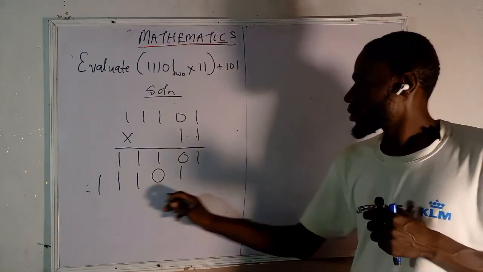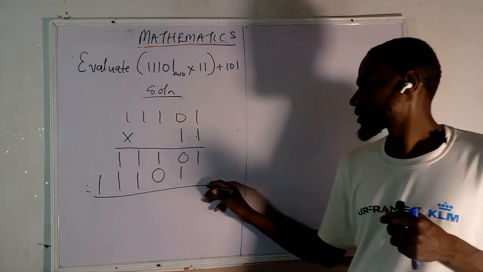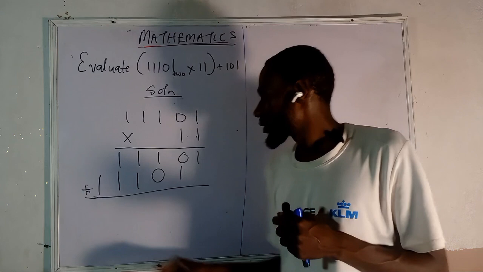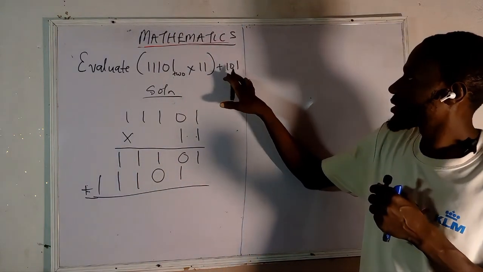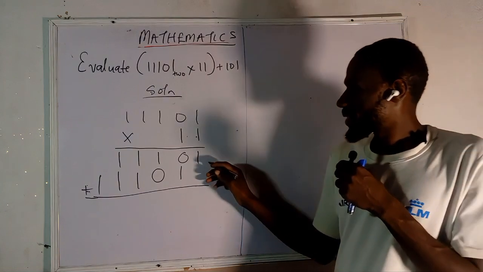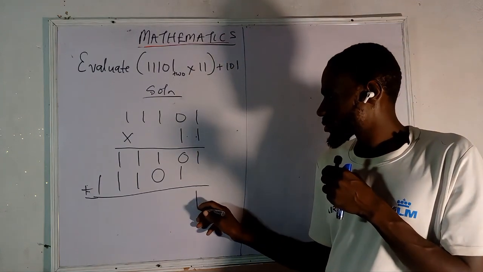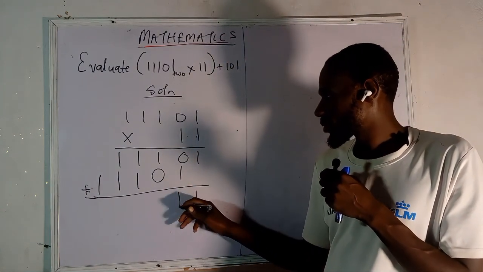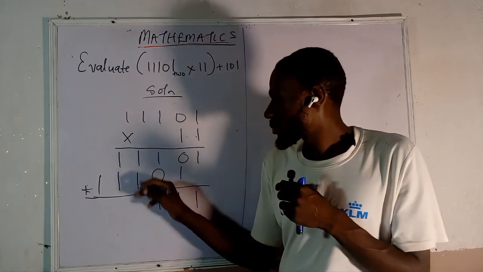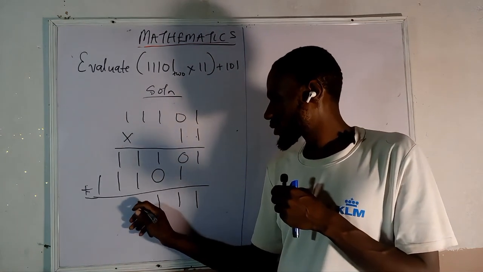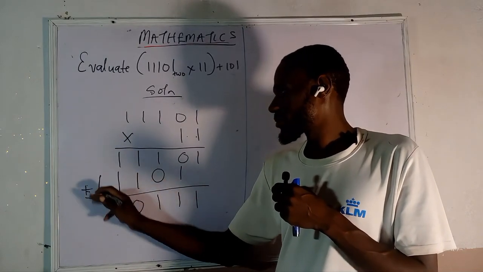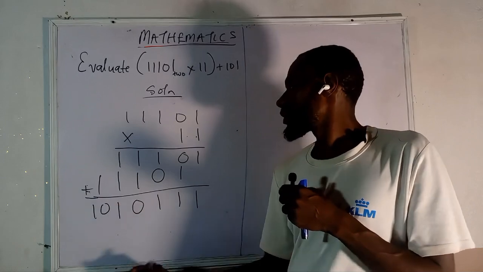Then the next thing to do, we can add. Remember that we didn't take this one. We're going to take this one at the last stage. That is 1 plus 0, this is 1. 0 plus 1, 1. 1 plus 0, this is 1. 1 plus 1, this is 0 carry 1. Plus 1 plus 1, that is 1 carry 1. 1 plus 1, that is 10.